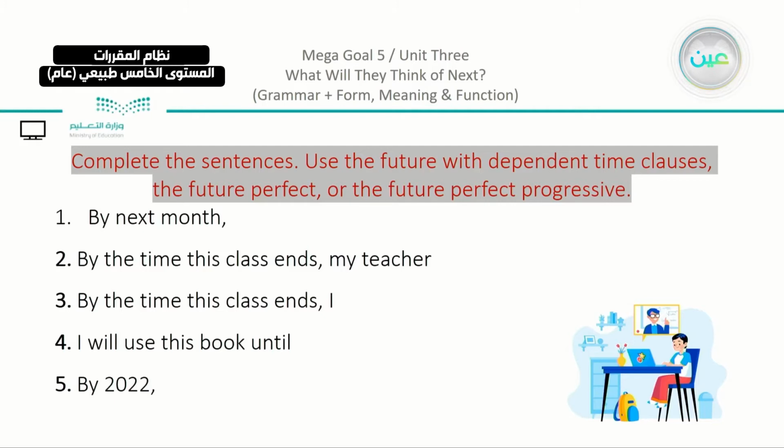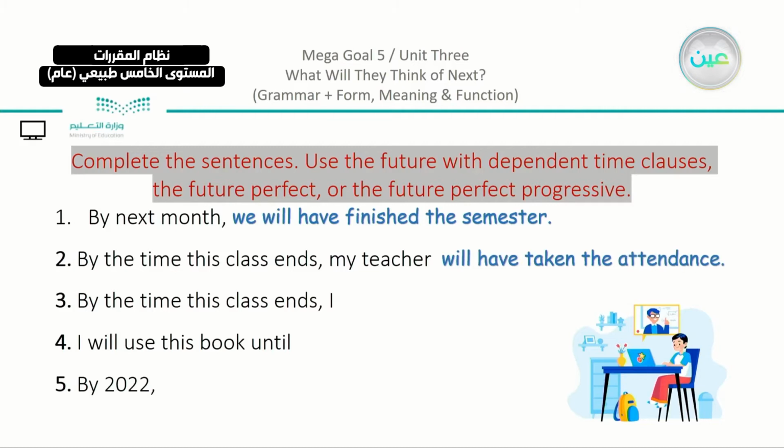We can say, for example, by next month, we will have finished the semester. We will have redone the house. We will have traveled to Mecca. All of these are correct. By the time this class ends, my teacher will have taken the attendance, for example. By the time this class ends, I will have done the exercises.